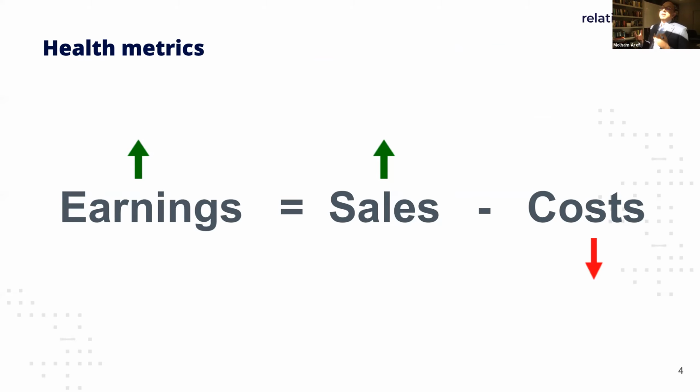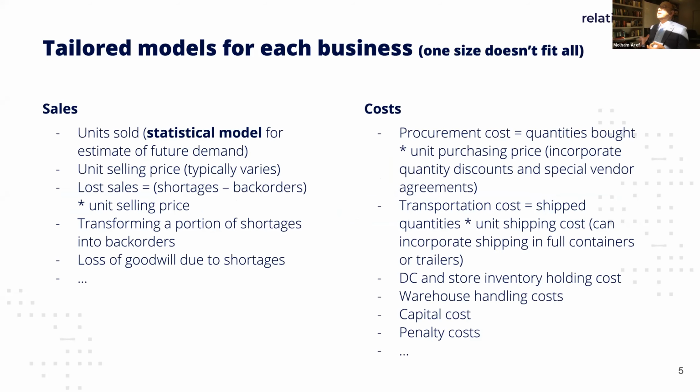And typically the models that we build to help us get a handle on this have to expose the levers that we can pull to increase earnings. And of course, when you get into sales, there are components of that. So sales is sort of total units sold. If you're projecting into the future, that's usually a forecast that you get from a statistical model, times unit selling price, which can vary over time as well.